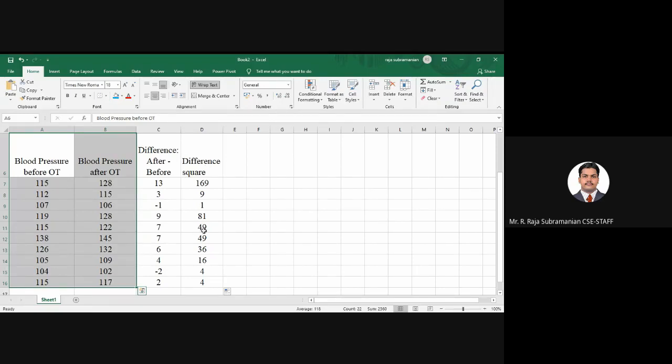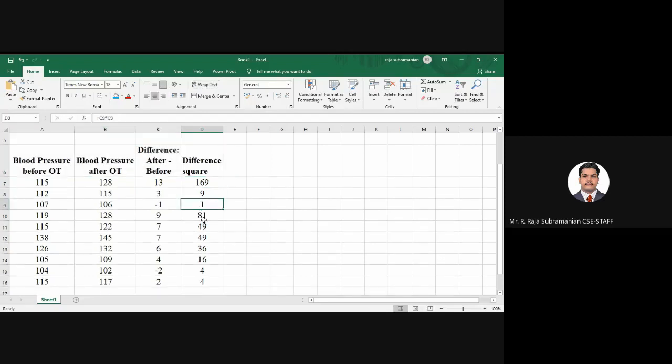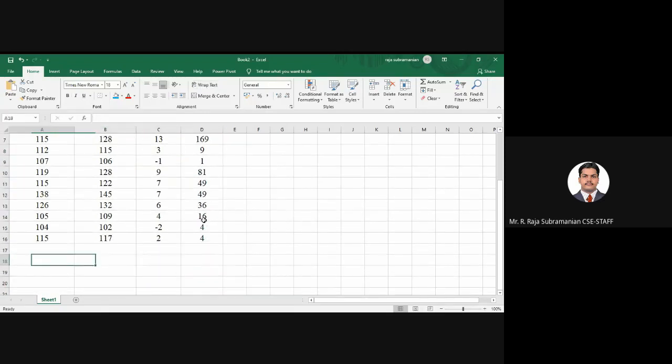This square is needed because my standard deviation formula will require the square. So we are taking the square. Now we apply the formula of d square. The formula of d square, first I'll write here, then I'll put a formula for that in Excel so that we can use it any number of times.